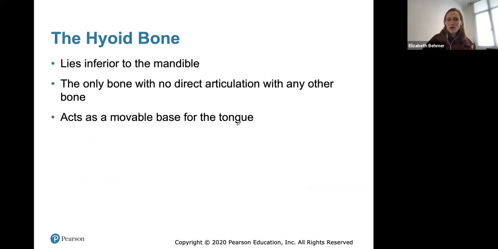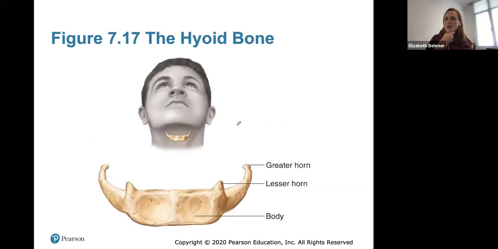And then the hyoid bone lies inferior to the mandible. It's the only bone with no direct articulation with any other bone, and it acts as a movable base for the tongue. So here's your hyoid bone. It's kind of free floating, but it's attached to different muscles and tissues right underneath the mandible.